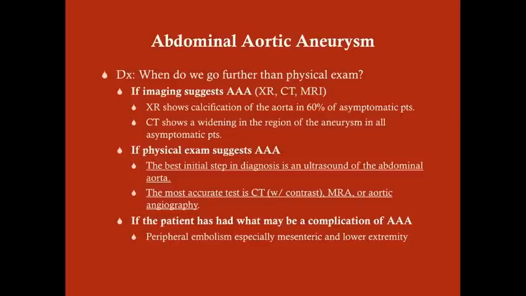even though that's our gold standard. If the patient has had what may be a complication of AAA, so if they've had peripheral emboli, mesenteric ischemia, lower extremity ischemia, then you should consider possibly a AAA, especially if they don't have atrial fibrillation or other cardiac risk factors that can point us towards a cause of the emboli.